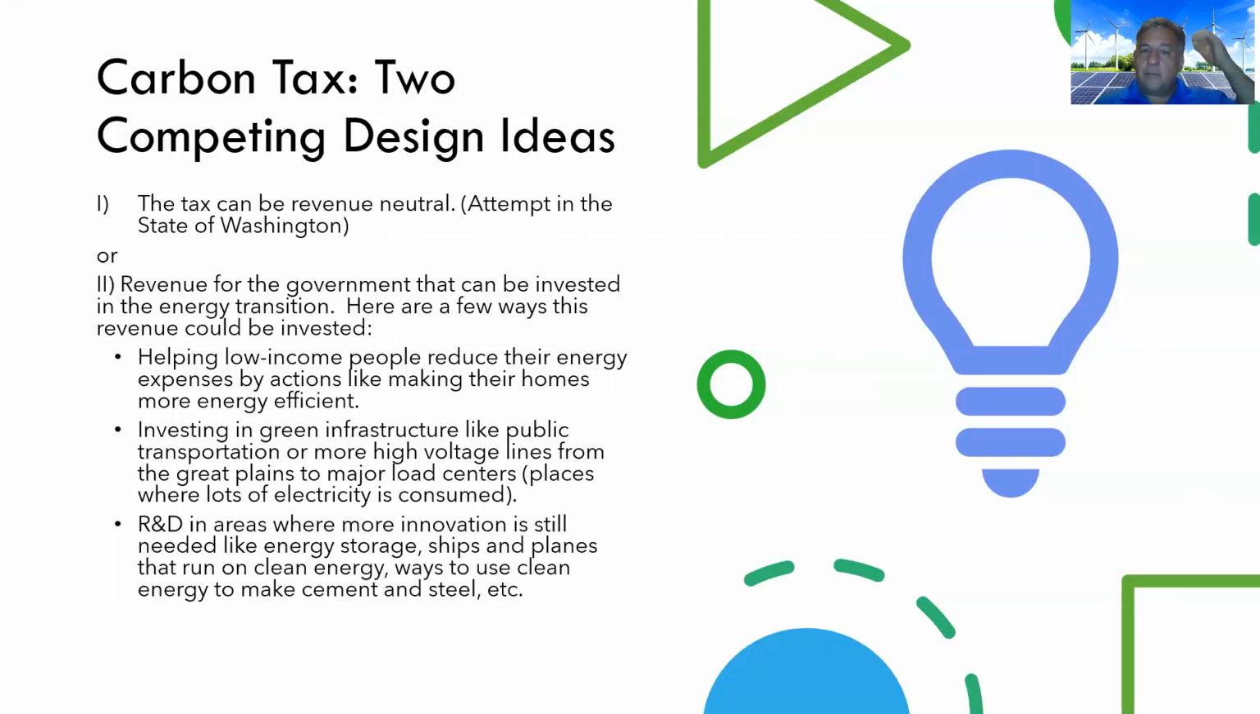You can use money from a carbon tax, and California has done this in a slightly different way. They have a surcharge on electricity, which actually they've invested in these three categories. California's had a very aggressive program now for quite a while of making low-income housing much more energy efficient to protect people from having high electric bills. So it's one thing you can do with the revenue. You can also take that revenue and invest it in public transportation or more high voltage lines from the Great Plains to major load centers. These are places like Chicago that use a lot of electricity.